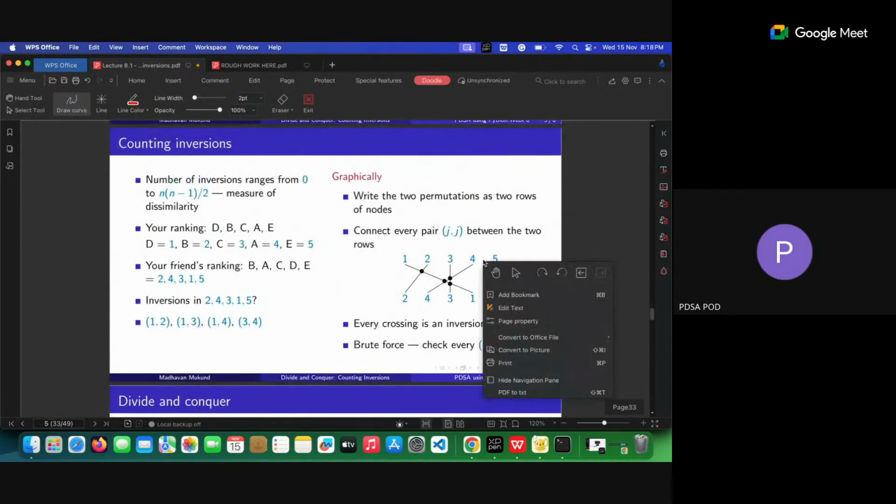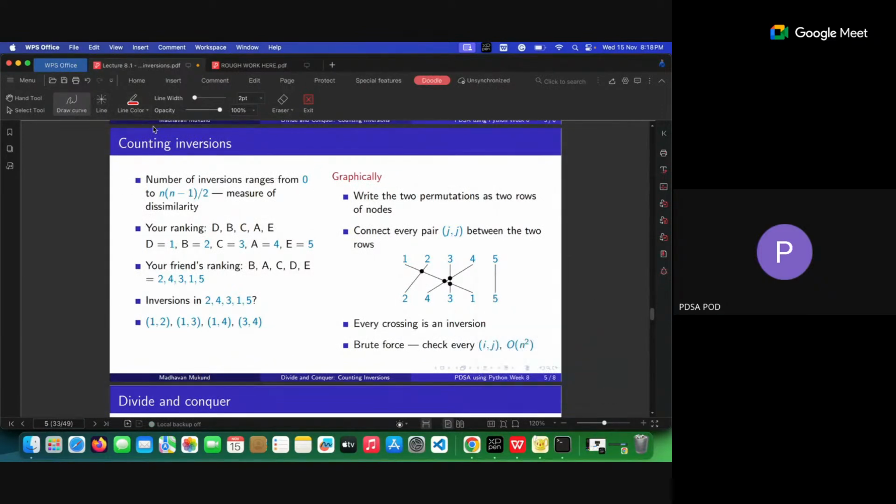Yes, here it is. Already I said the inversions are at maximum n into n minus 1 by 2, which is a maximum of 10 in the case of our example, where we have taken 1 to 5. Here this is yours. Your particular ranking is constant, already fixed: D, then you have given B as per that list, C and then A and then E. We don't want to do any kind of change in this one. D, B, C, A, E is as it is.